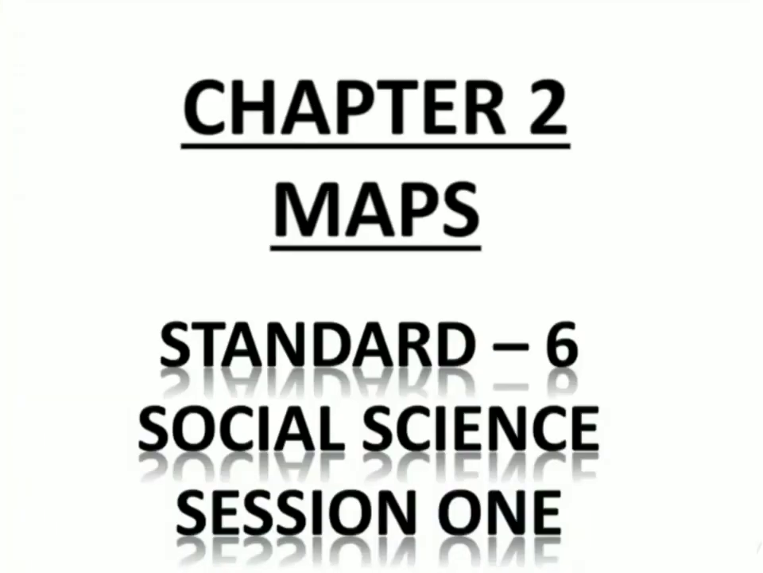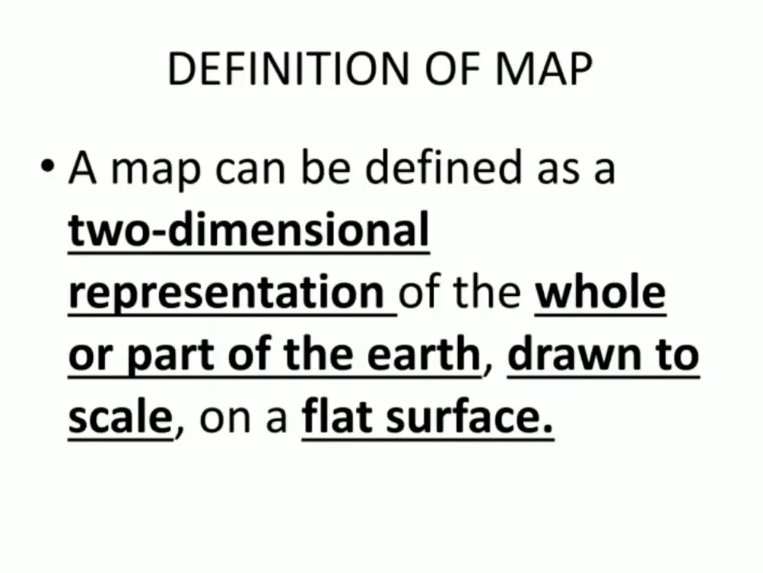Students, today we are going to discuss chapter number 2, that is Understand the Map. So, let's get started. Students, to understand the map in a better way, let's understand the definition of the map. A map can be defined as a two-dimensional representation of the whole or part of the earth drawn to scale on a flat surface.